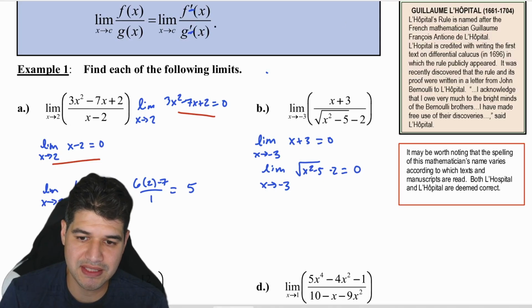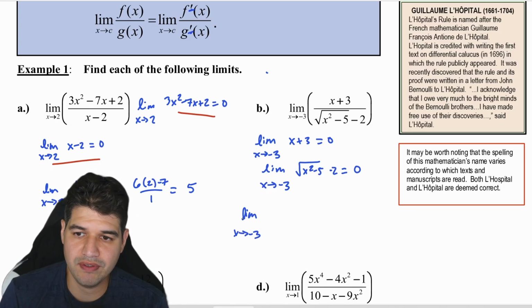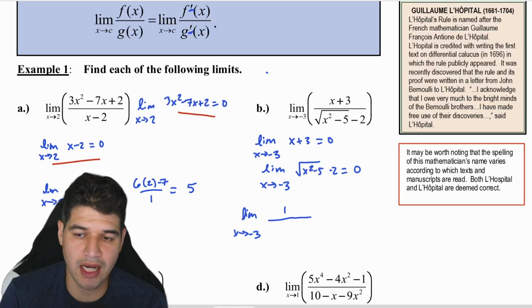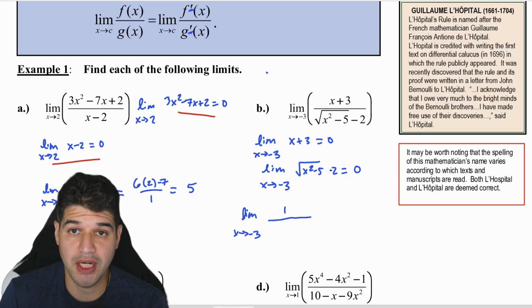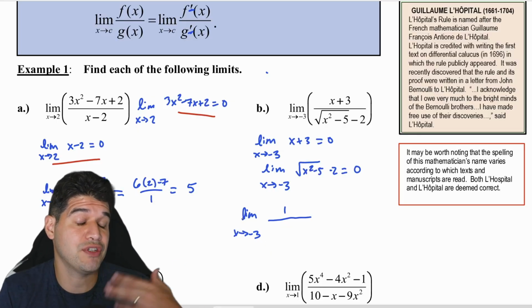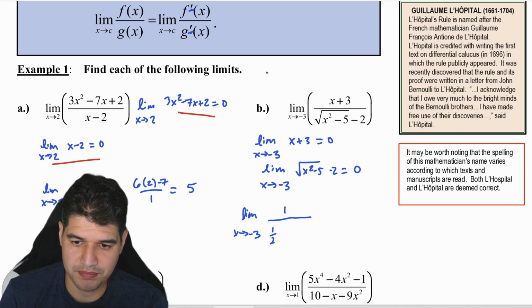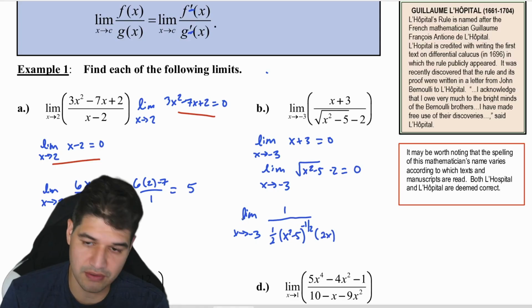And so now I'm going to take my derivative. So the limit as x approaches -3, the derivative of the numerator is just 1. And the derivative of the denominator, well, we would have to apply a chain rule. So this is why we introduce this after learning all of our rules, okay? So we're going to have the square root of x squared minus 5. So that's going to be 1/2 times x squared minus 5 to the -1/2 times 2x. That is an application of the chain rule.